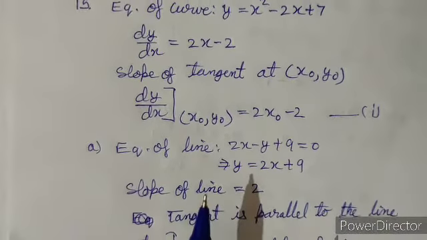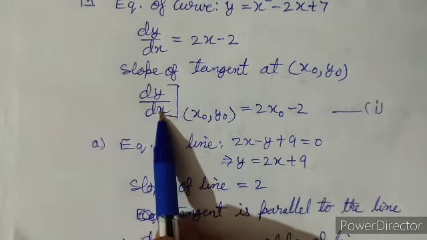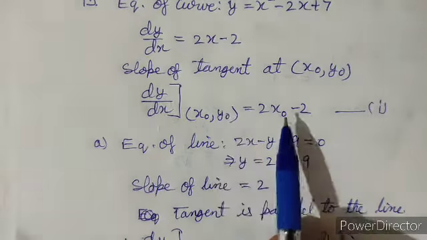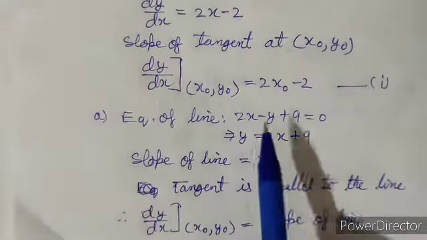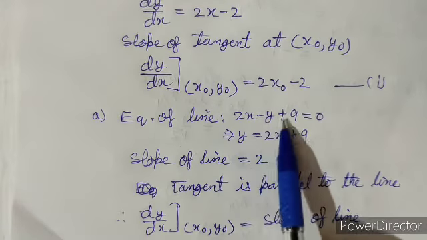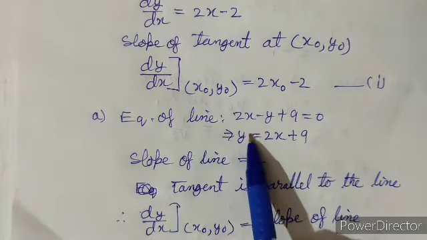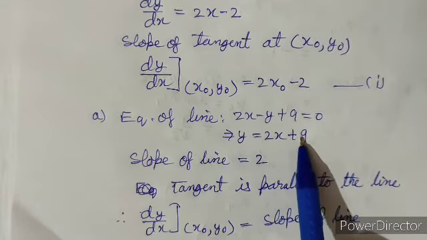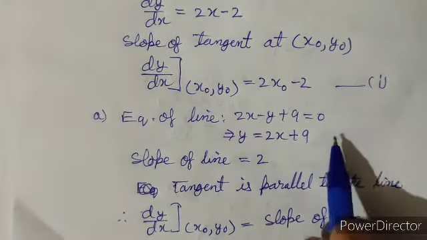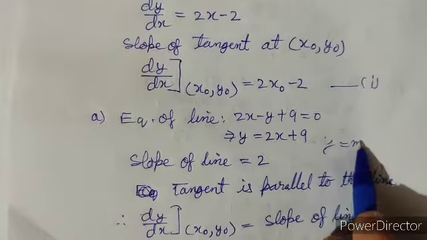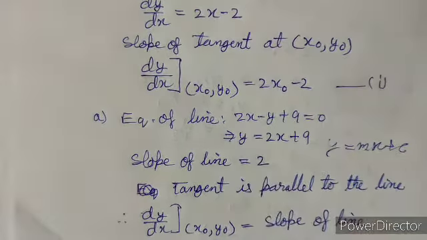Now slope of the tangent to the curve at (x0, y0) will be given by dy by dx at (x0, y0), and that is equal to 2x0 minus 2. Now equation of the line is 2x minus y plus 9 equal to 0, and that will give us y equal to 2x plus 9. So we can say that the slope of the line is equal to 2 on comparing with y equal to mx plus c. The m will be equal to 2 and that will be the slope of the line.